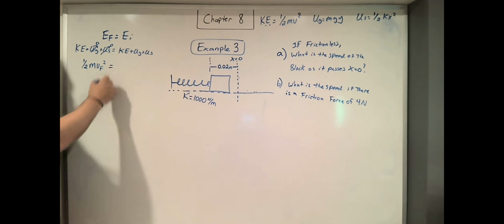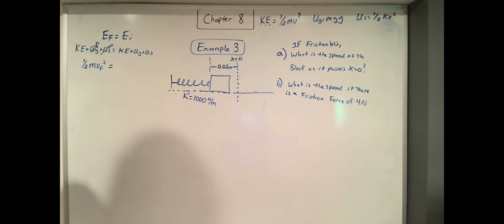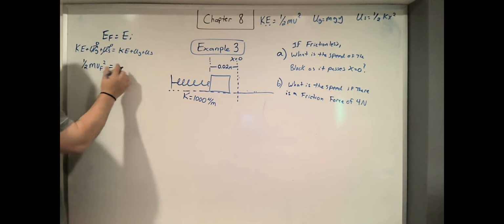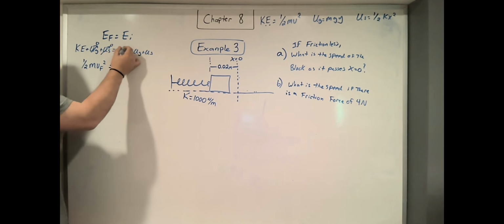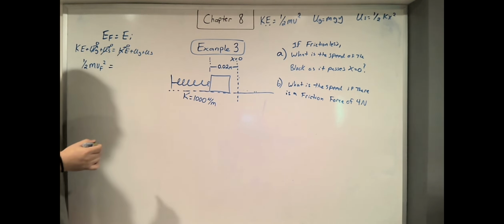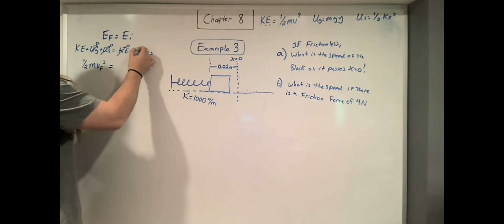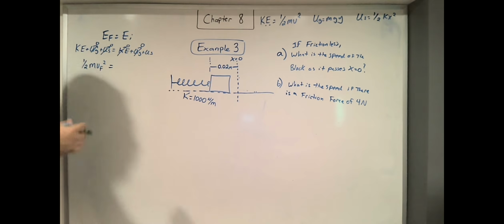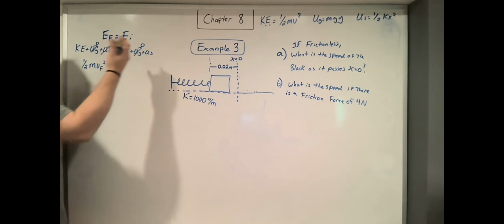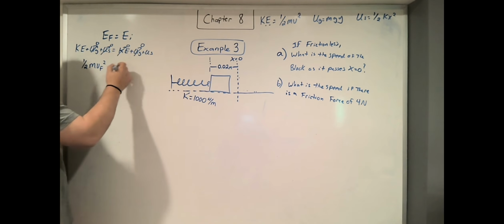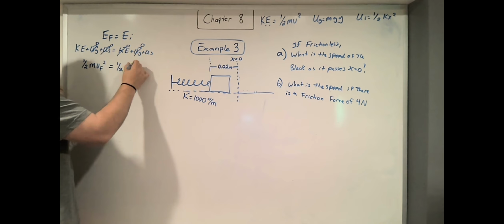How about the initial? When the spring is pulled back and we are waiting to release, is there any kinetic energy? No. Velocity is 0 at that stage. Is there a change in gravity? No. There's no change in y. There's no gravity potential. Is there a spring involved? Yes. Is there an x for the spring? Yes. And that's going to be 1/2 kx squared.